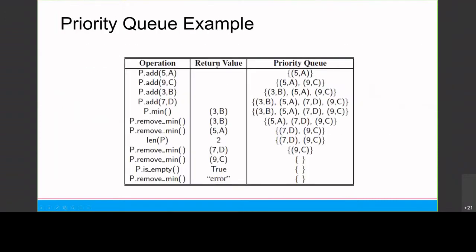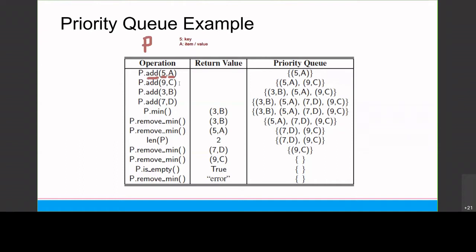So, okay, this is one example. We start with P. P is an empty priority queue. And then we want to add, what is this one, the key is 5, and then A is the item. So we want to add 5, which is the key, and then A is the item or the value. And then the resulting priority queue will be 5, A.